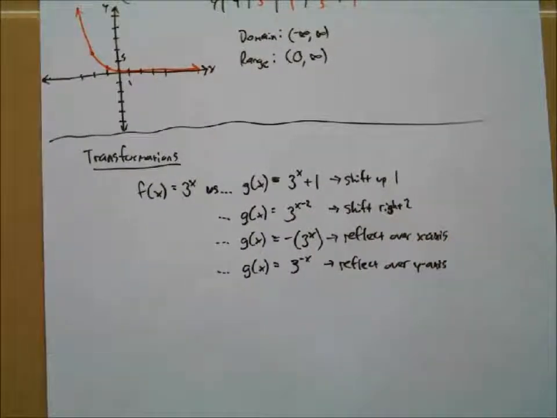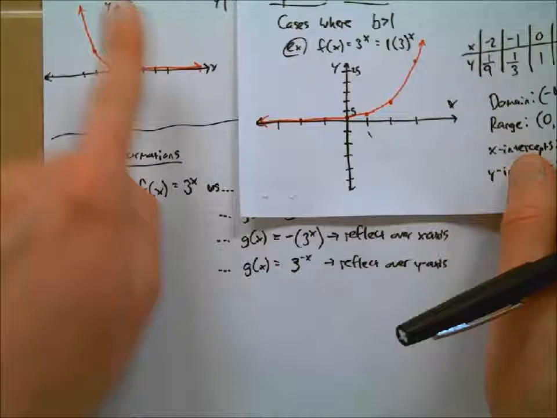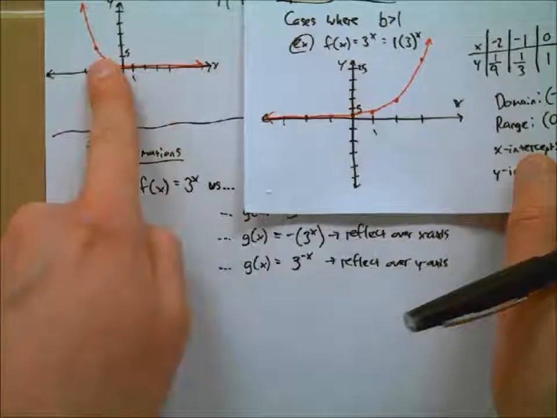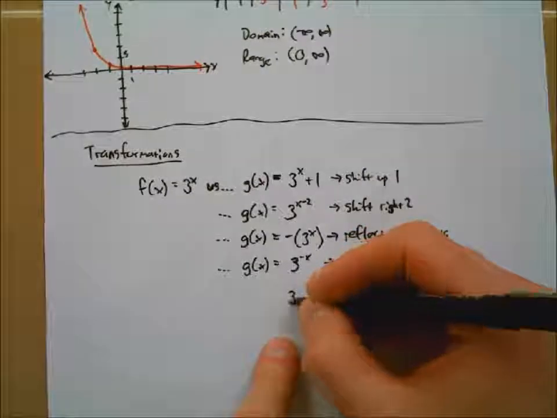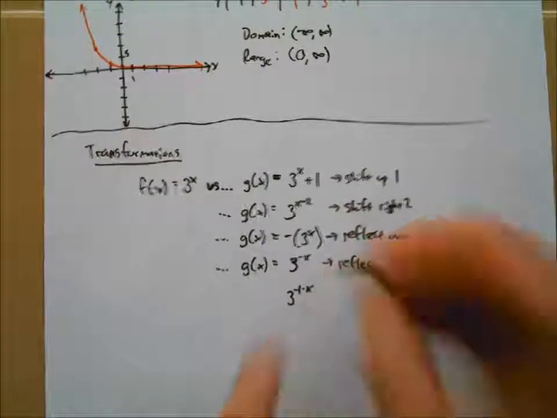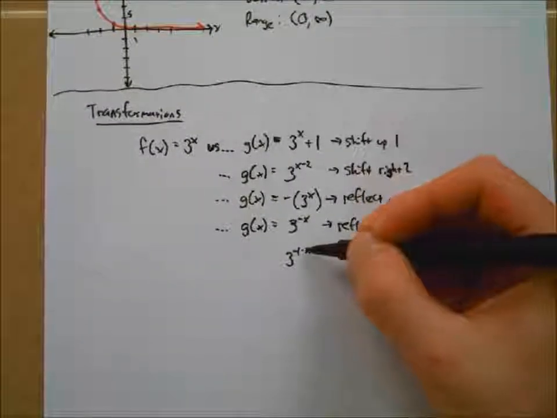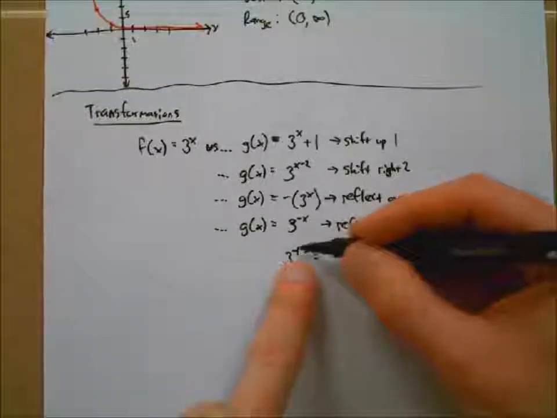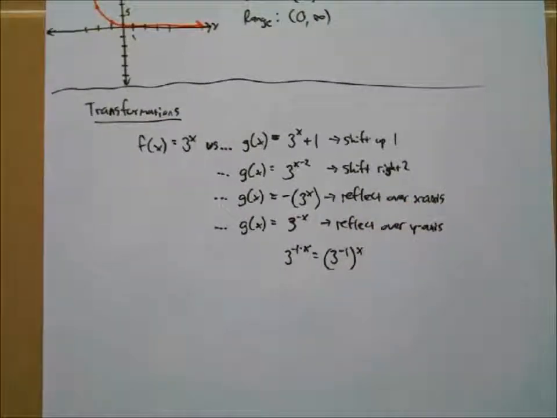But now wait a minute. We just saw that 3 to the x and 1/3 to the x look like reflections of each other over the y-axis. Well, 3 to the negative x, isn't that the same thing as 3 to the negative 1 times x? Negative x is negative 1 times x. And we know from our properties of exponents that when you have two powers multiplied together, that can result from a power raised to a power. So this, I know this is backwards.